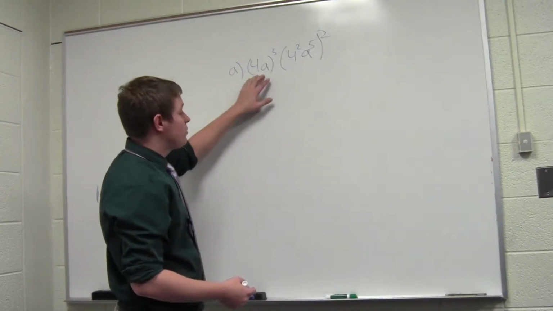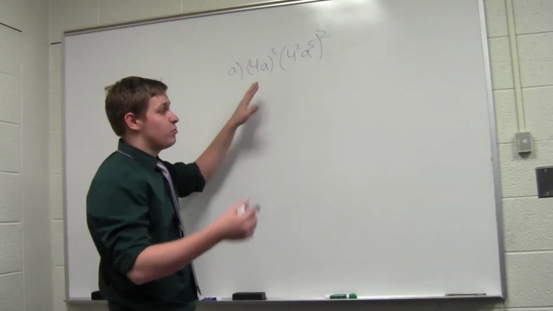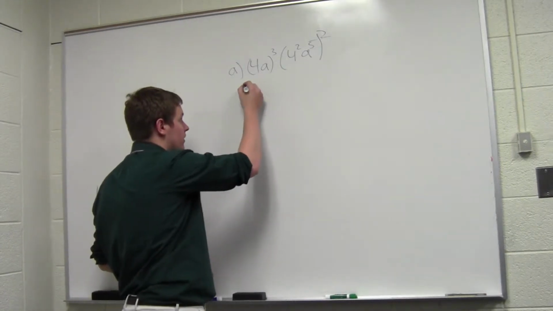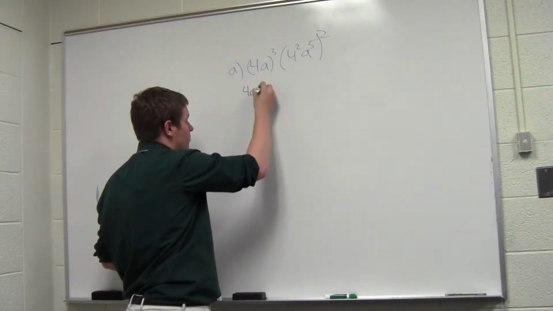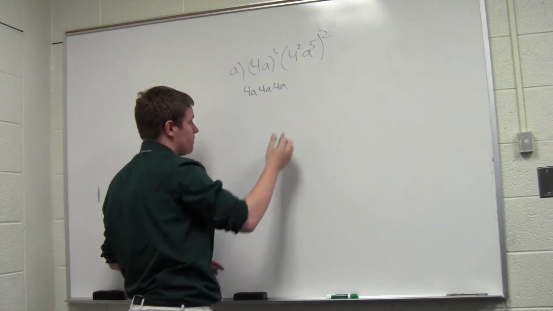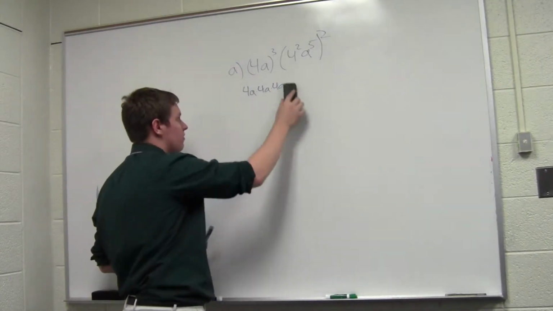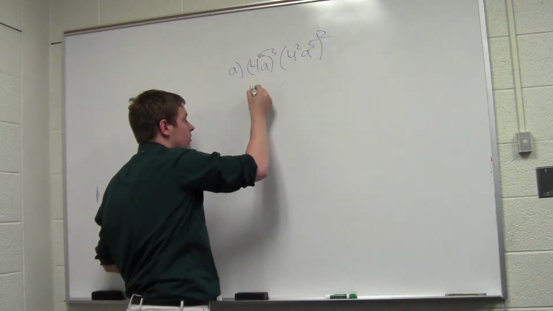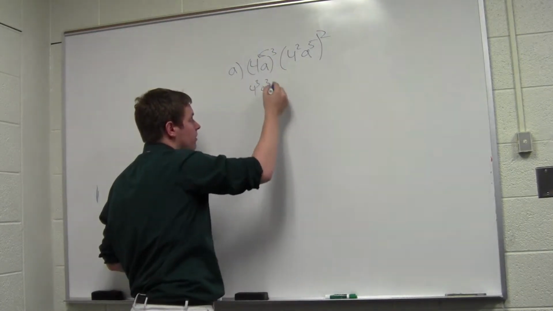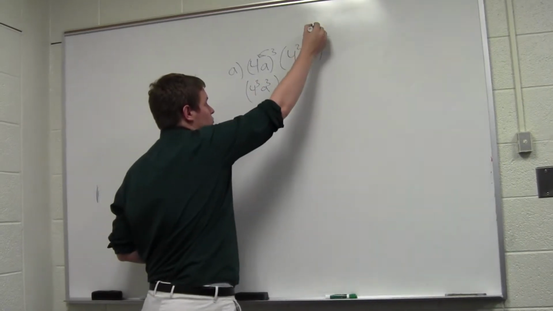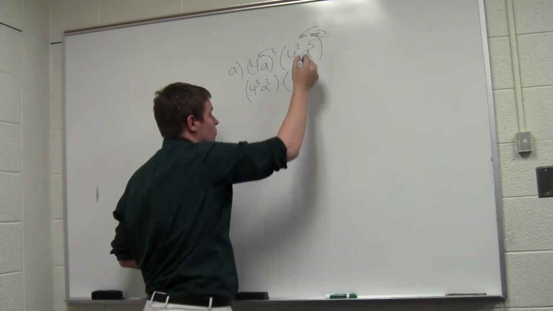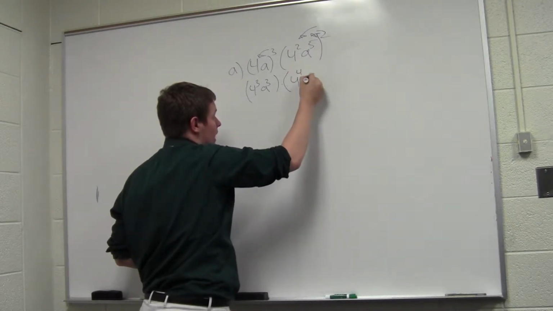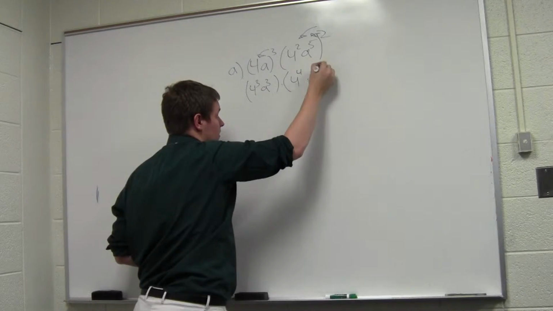So what this means is we're taking 4a and multiplying by itself. So 4a times 4a times 4a. Another way to look at this is what we've been doing in class. That's the same as saying 4 to the third, a to the third, times, we can distribute this 2, 4 to the 2 times 2 is 4, times a to the 2 times 5 is 10.